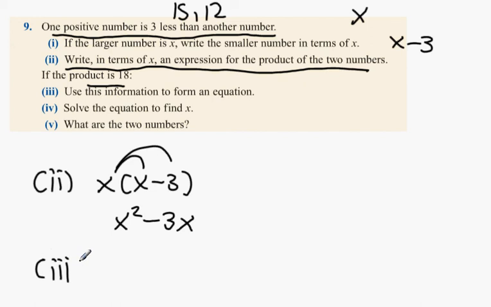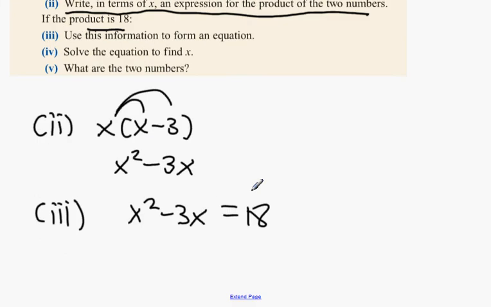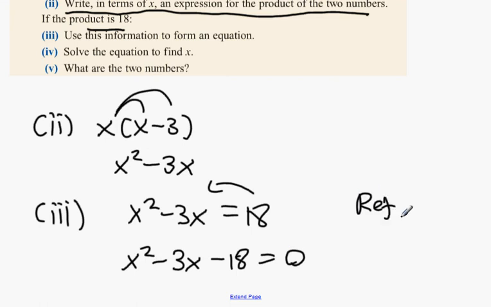Now we're on part 3. The product, I'll go to Ryan. Ryan, the product equals 18. What do you do? X squared minus 3x equals 18. Okay, then what happens? You bring the 18 over the other side. And what happens then? It becomes minus 18. And then the question is a reference number question. What's the reference number? Minus 18.